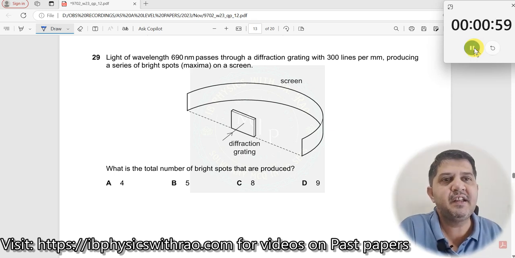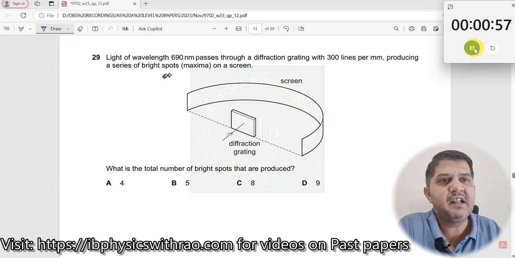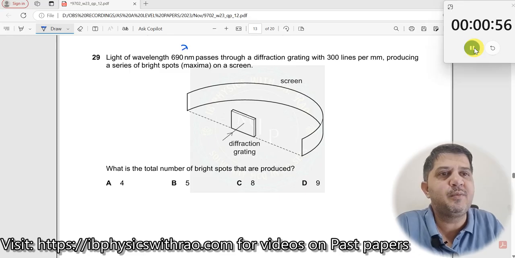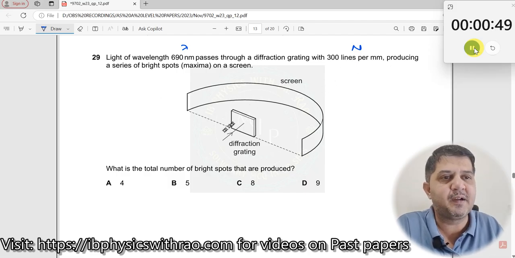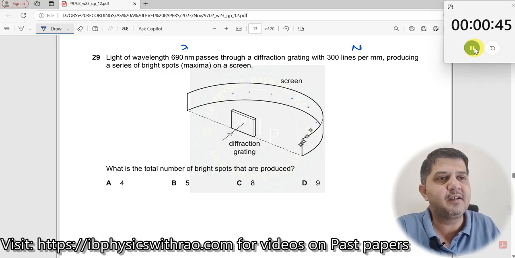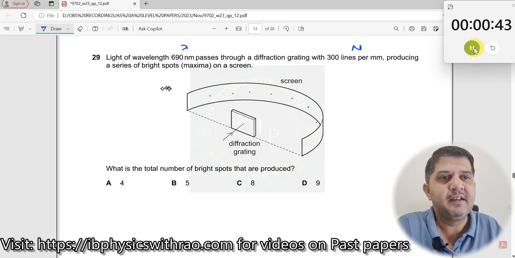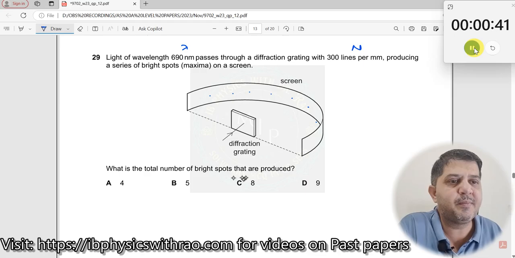Question number 29. A light of wavelength 690 nanometers, lambda is given to you, passes through a diffraction grating with 300 lines per millimeter, n is given, producing a series of bright spots. So light comes over here, it will produce bright spots like this. What is the total number of bright spots that are produced?